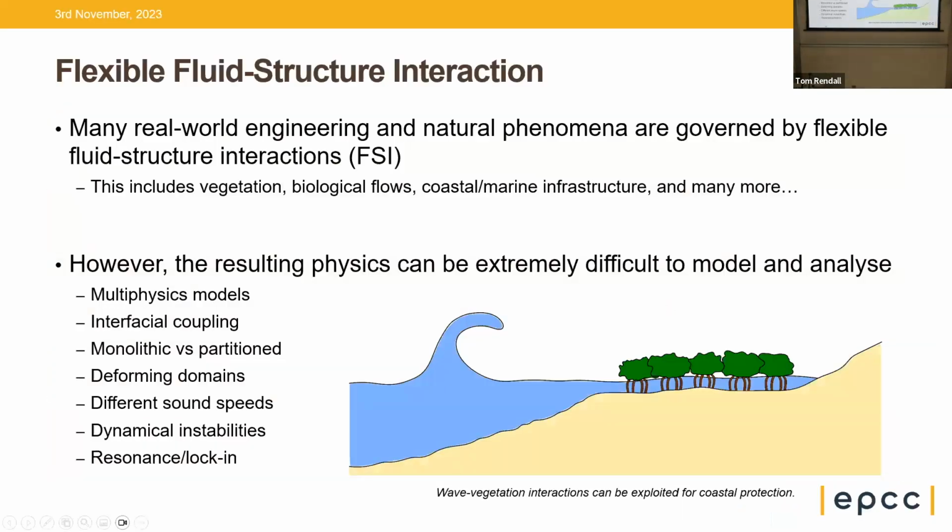Okay, I don't really need to explain why fluid structure interactions are important, but they do obviously govern lots of engineering and natural phenomena throughout the world. However, they're very difficult to model, they're very difficult to analyze, and it's a challenge to understand the different types of physics going on as well.